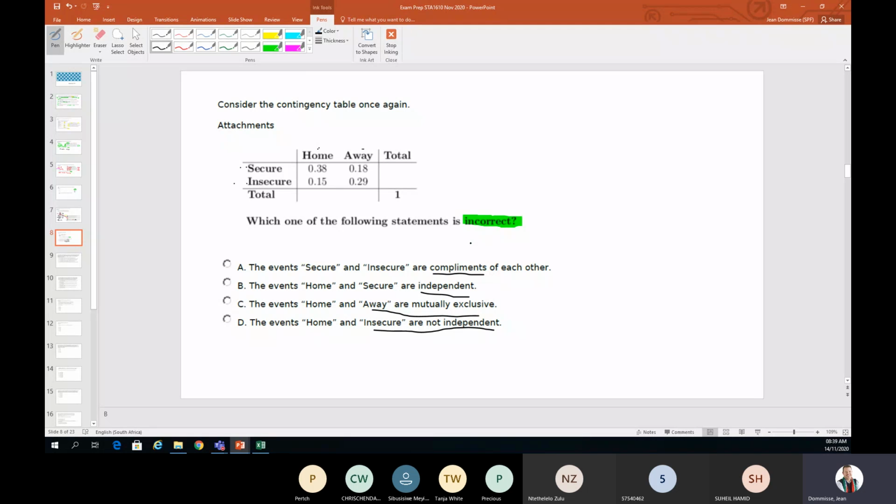Okay, so let's first do the easier ones. The events secure and insecure are complements of each other. Yes. So if it's not secure, it is insecure. So that is correct. Then I want to go to a mutually exclusive one. The events home and away are mutually exclusive. So you can't be home and away; you can't be both. Okay, so that was the easier to identify.